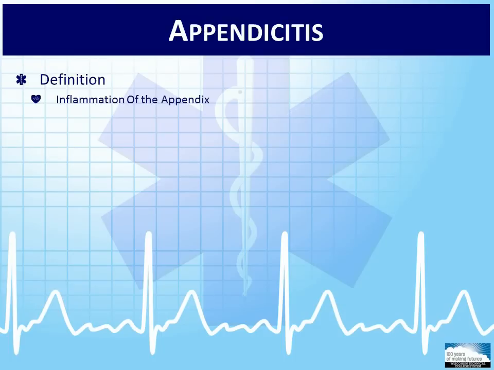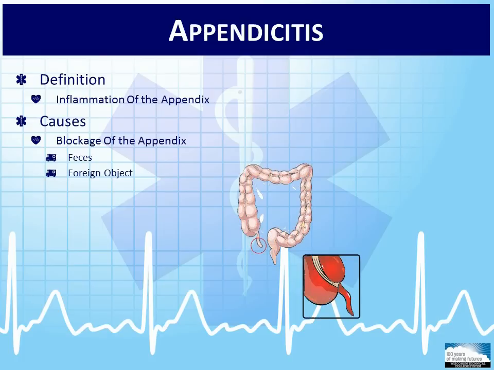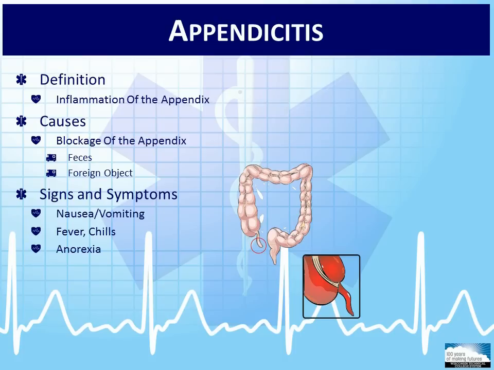Appendicitis occurs when the appendix becomes inflamed. Causes may include the appendix being blocked by feces, a foreign object, or, in rare instances, a tumor. Appendicitis is often resolved through surgical removal of the appendix. Signs and symptoms may include nausea, vomiting, fever, chills, anorexia, rebound tenderness caused by peritoneal irritation, and pain.